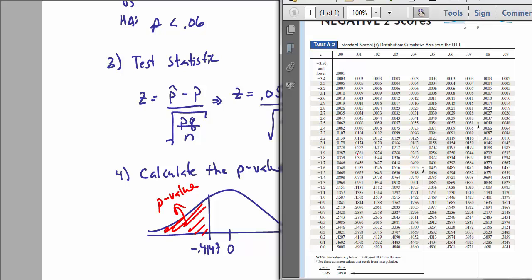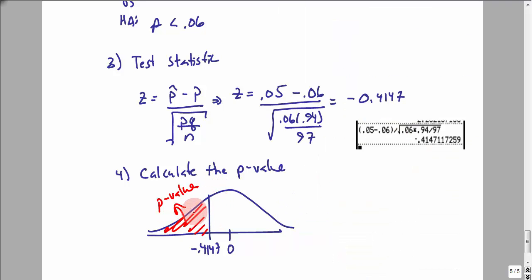So if I grab my normal tables and I look up negative 0.41 on the left hand side, I get 0.3409. So 0.3409 is actually a very large p-value. It doesn't mean anything's wrong, it just means I have a big p-value here. Now the way I got that is I looked up negative 0.41 on our tables and I got that value of 0.3409. So phi of negative 0.41 is 0.3409.